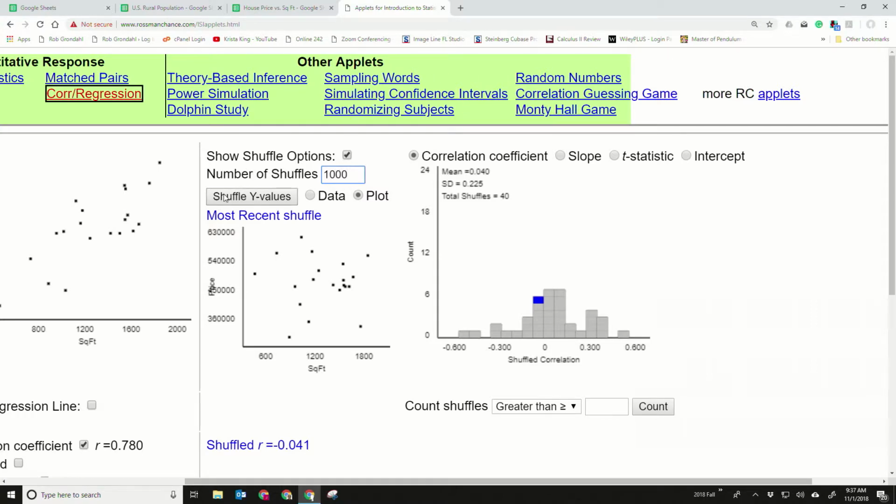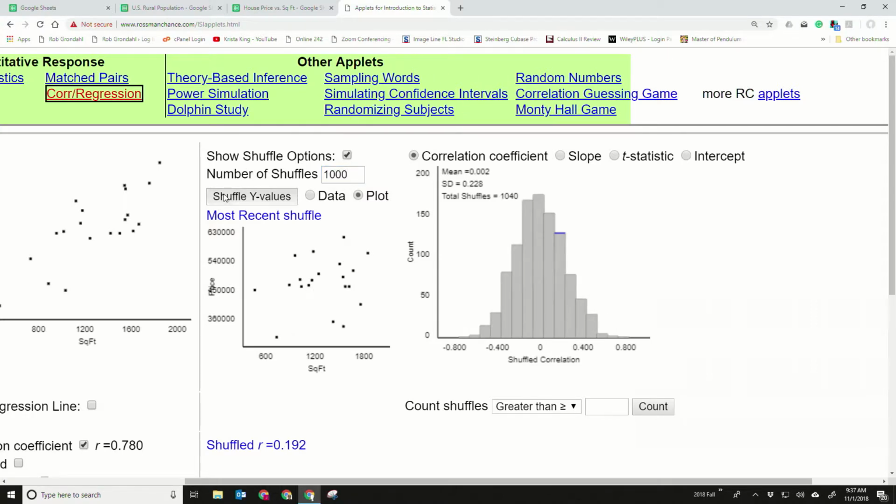Let's throw in 1,000 shuffles. Another 1,000. Another 1,000. So far we've done 3,000 shuffles. And look what we're seeing. Should have been very familiar to us. This is a nice symmetric bell-shaped distribution. Not sure if that's a t distribution or a normal distribution, but definitely we can look at that and see that we're getting something similar to what we've gotten in other null distributions.